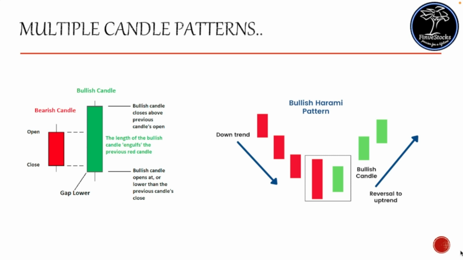The second example is bullish Harami pattern, wherein on the bottom of the downtrend, after forming a red candle, one small green candle is formed, which resembles a pregnant woman. So this pattern is formed because of more than one candlestick. So these are the examples of multiple candlestick pattern.